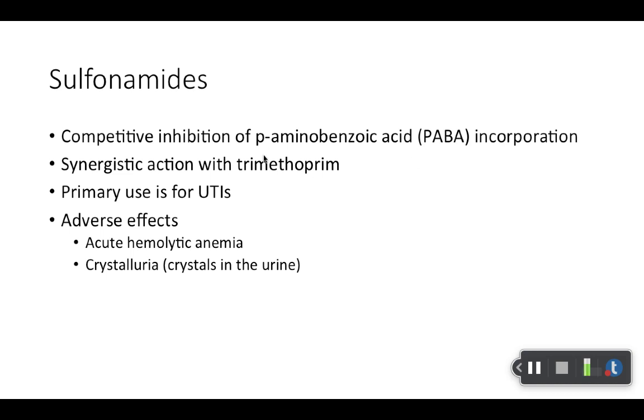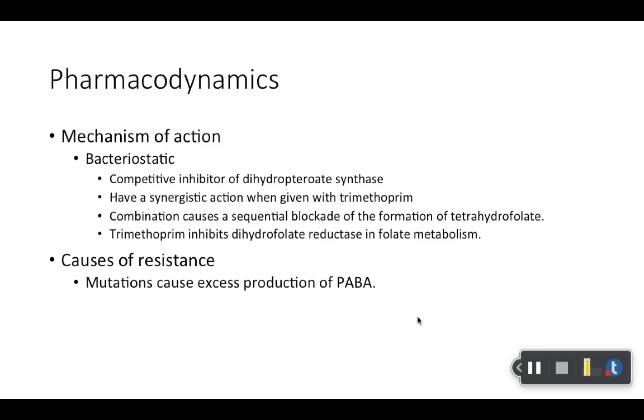Sulfonamides. Like the previous slide showed you, they basically inhibit PABA, the p-aminobenzoic acid incorporation. You'll see the sulfonamides used for UTIs. Adverse effects: acute hemolytic anemia and crystalluria, which is where there are crystals in the urine. Again, for the class of sulfonamides, those are things you may need to be concerned with.